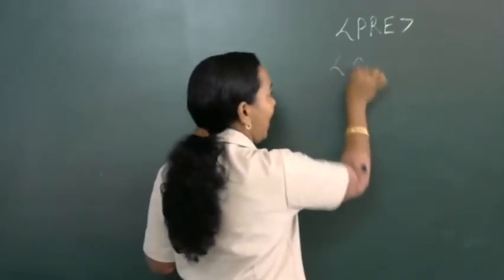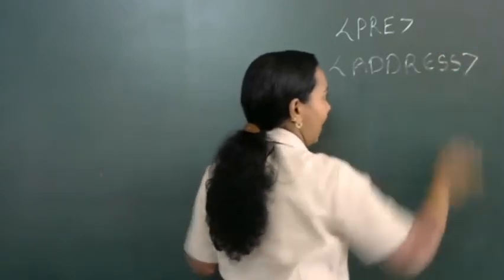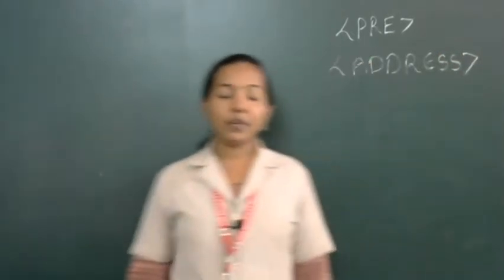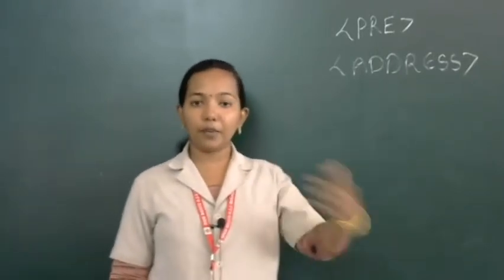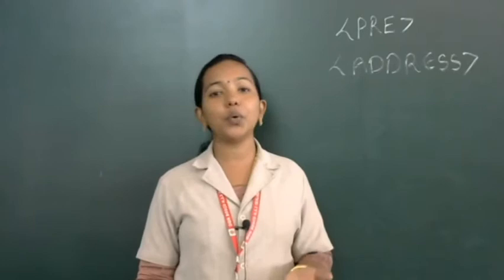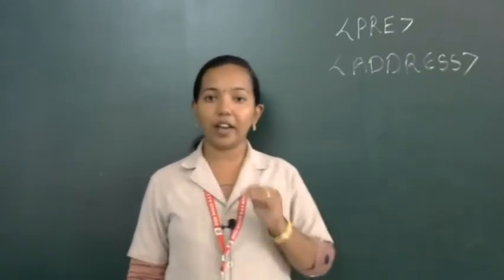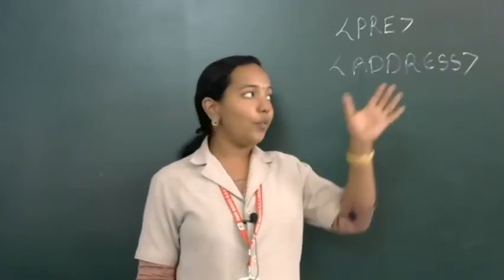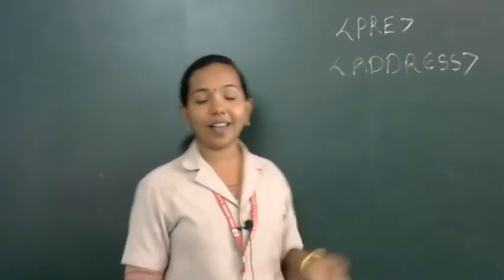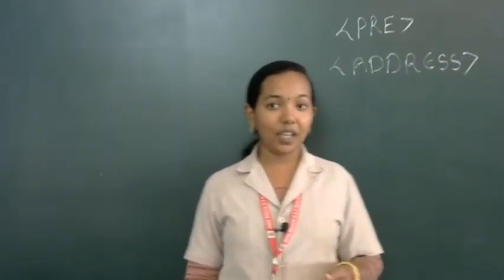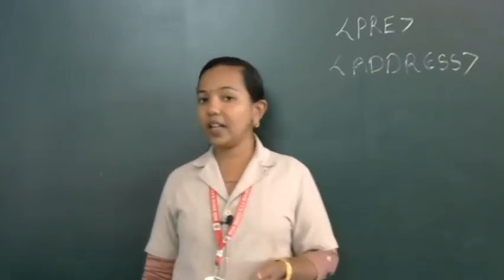Then the second tag is the address tag. For representing an address, for example, in a web page, suppose you want to represent information of our school, then definitely you want to include the address. Address means line by line: street name, location, pin code, everything. So for representing an address pattern, we are using the tag called the address tag. What is the tag name we are using? Address tag.